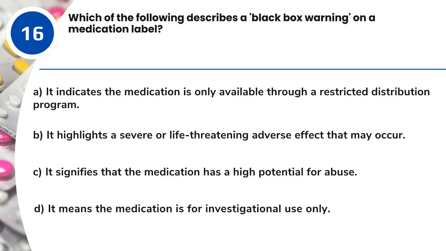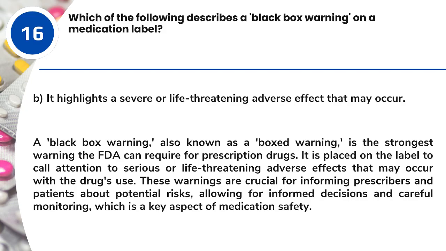Question 16. Which of the following describes a black box warning on a medication label? A. It indicates the medication is only available through a restricted distribution program. B. It highlights a severe or life-threatening adverse effect that may occur. C. It signifies that the medication has a high potential for abuse. D. It means the medication is for investigational use only. Answer: B. It highlights a severe or life-threatening adverse effect that may occur.